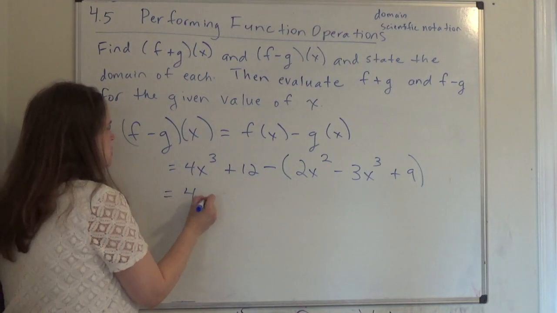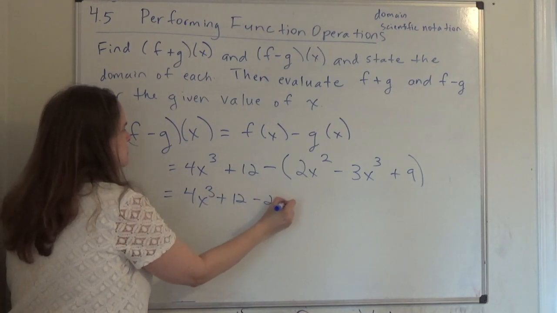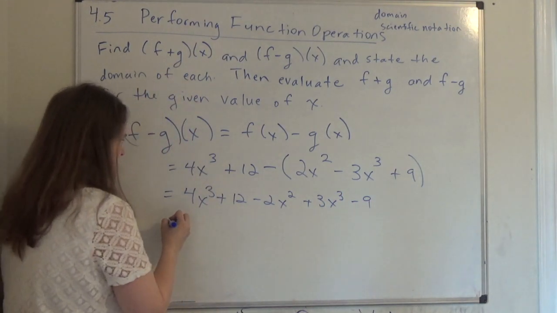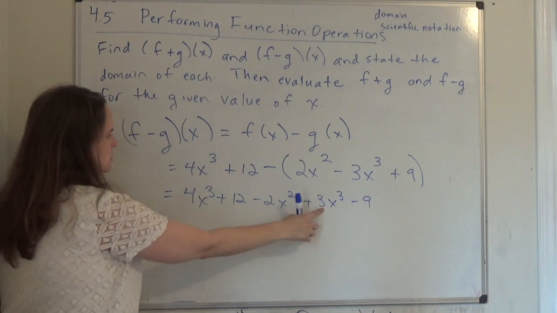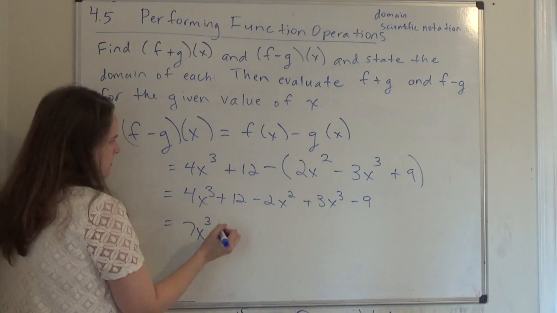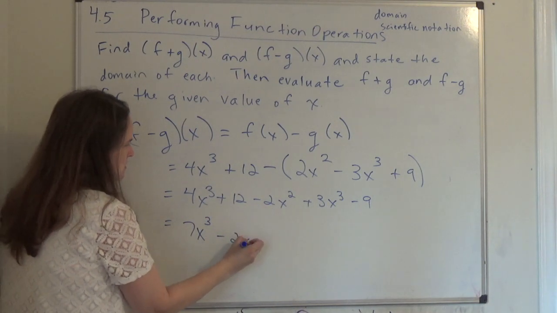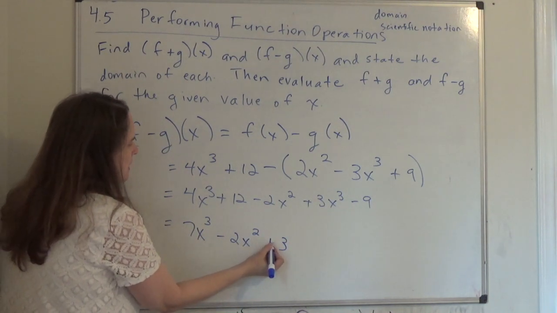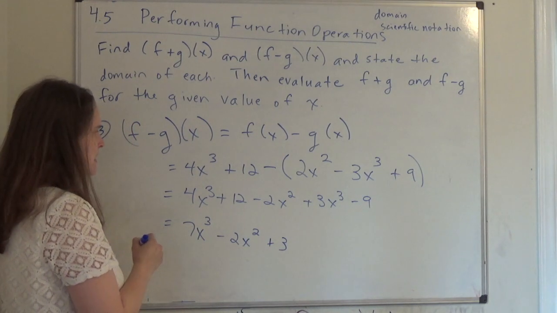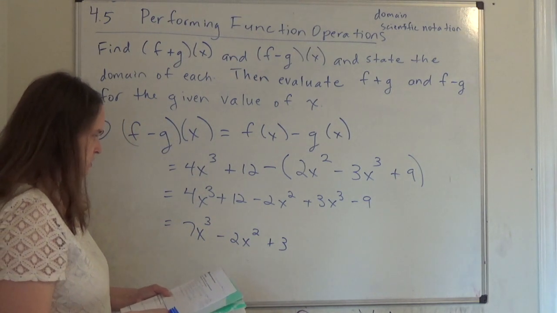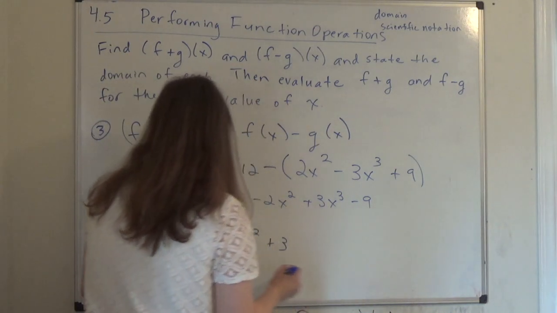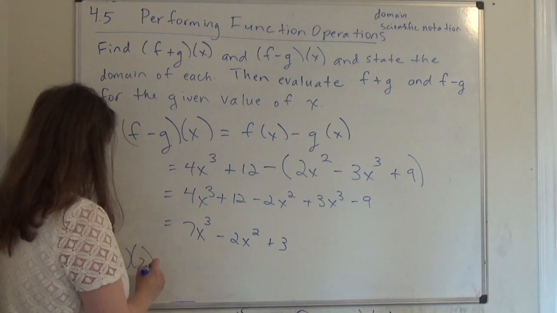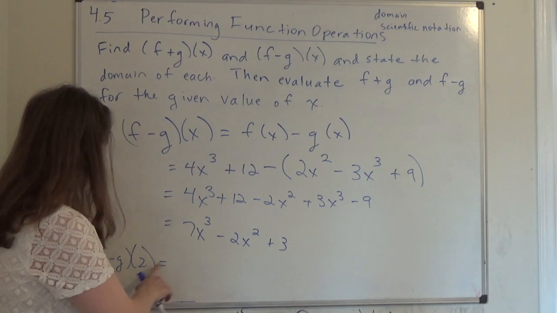So this gives me 4x cubed plus 12 minus 2x squared plus 3x cubed minus 9. So like terms gives me 7x cubed minus 2x squared, and 12 minus 9 is 3. So that's f minus g of x. And they want us to evaluate this one when x equals 2. So we're going to do f minus g of 2. So just substituting 2 in here.